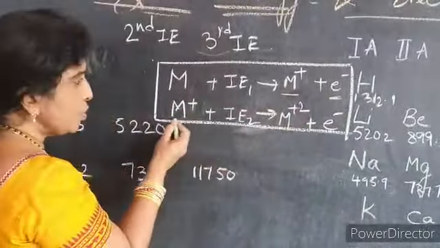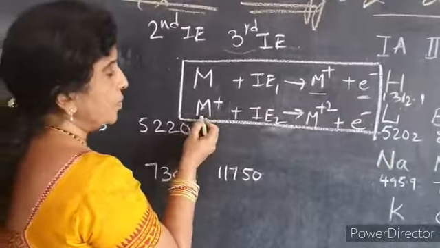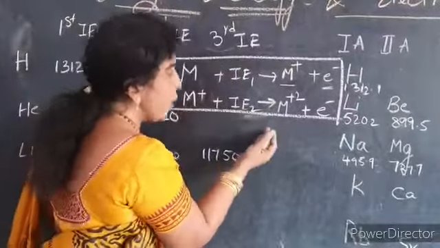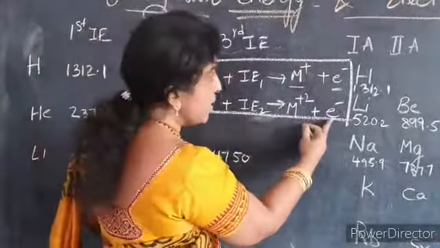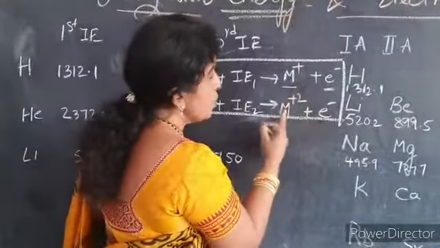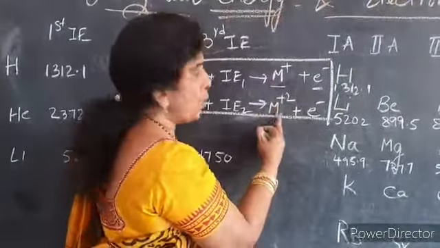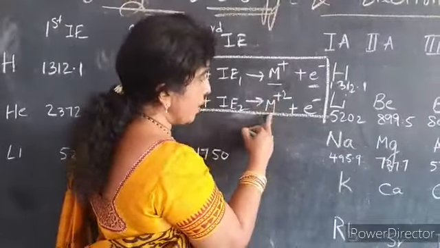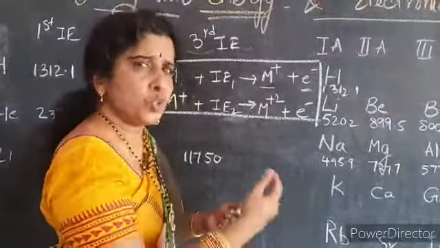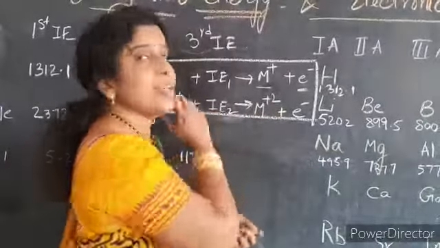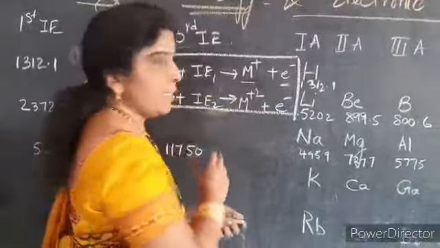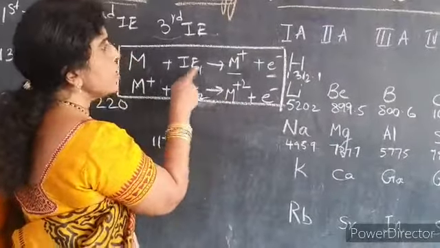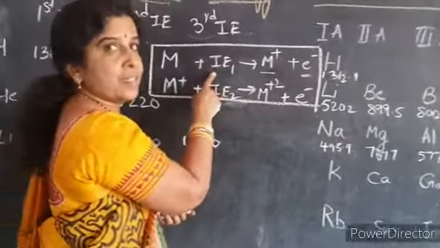To this unipositive ion, when you apply the second ionization energy, you can remove one more electron. So the second electron is removed here, and this becomes a dipositive ion, M+2. What does it indicate? This atom has 2 electrons fewer than protons. And always, the second ionization energy is more than the first ionization energy.